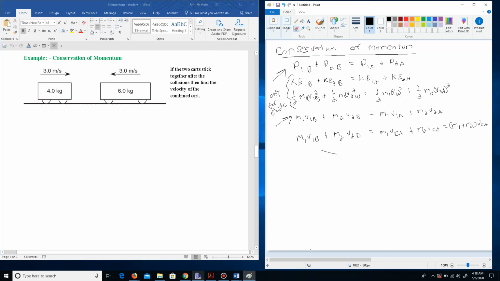So what we can do, we can look at these carts. Mass 1 is going to be 4 kilograms times 3 meters per second. Mass 2 is going to be 6 kilograms times a negative 3 meters per second. It's going the opposite way. We have to make one of those velocities negative. That will equal m1 plus m2 times the combined velocity, which m1 plus m2, I should just write that in. That would be 10 kilograms.